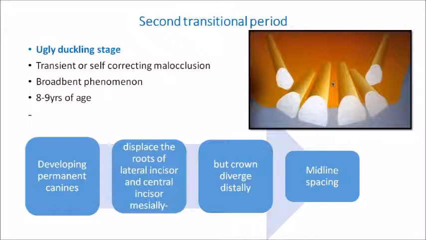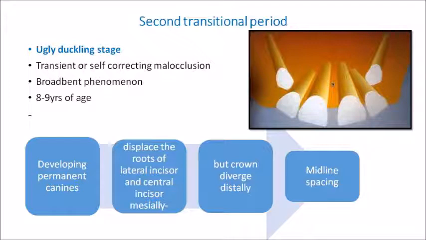So this is theoretical knowledge which you have to put into practice when you are asked in a clinical scenario. Most of the time you will get questions like, a 9-year-old child approached with midline diastema, the canines are not erupted. So what do you have to do?